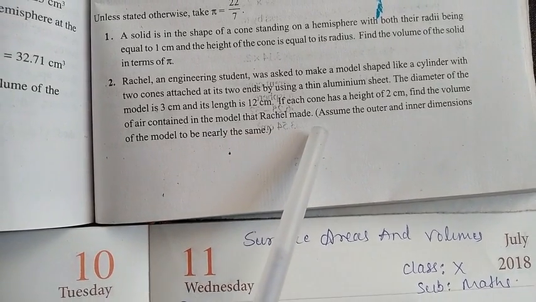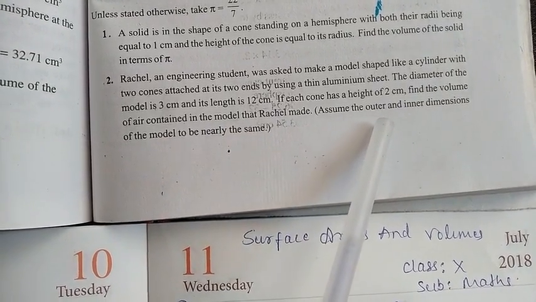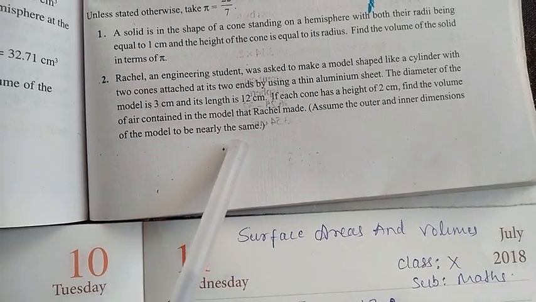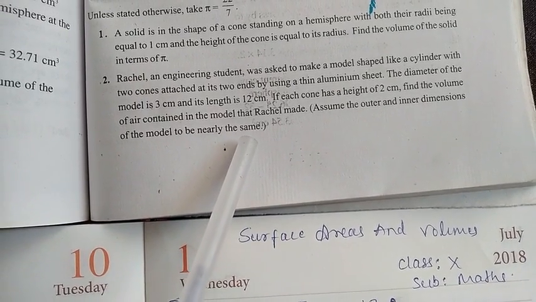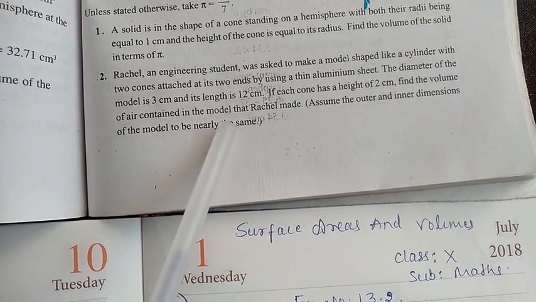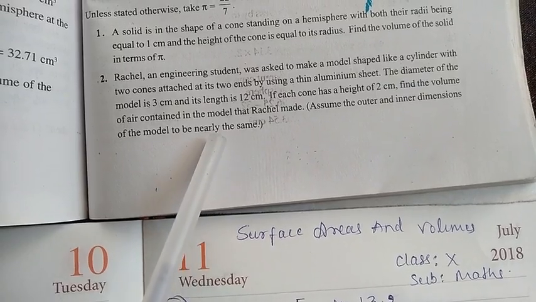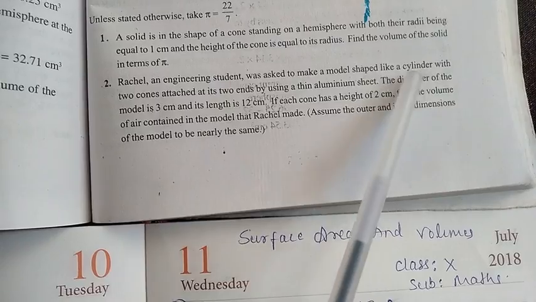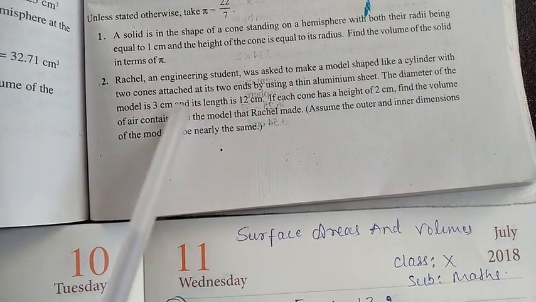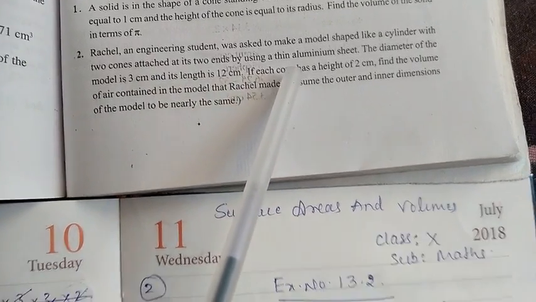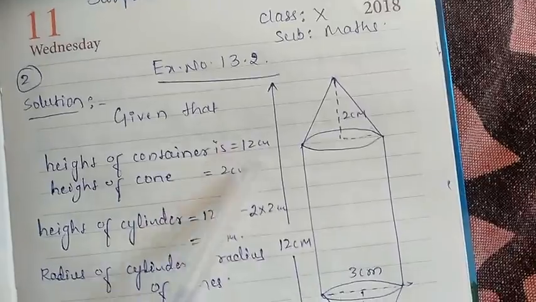See the hint they gave: assume that the outer and the inner dimensions of the model are nearly the same. So here you have to find the volume of the air contained in the model that Rakel made. It is in the shape of a cylinder and two cones attached at the two ends by using thin aluminum sheet. See the diagram they gave according to the question.